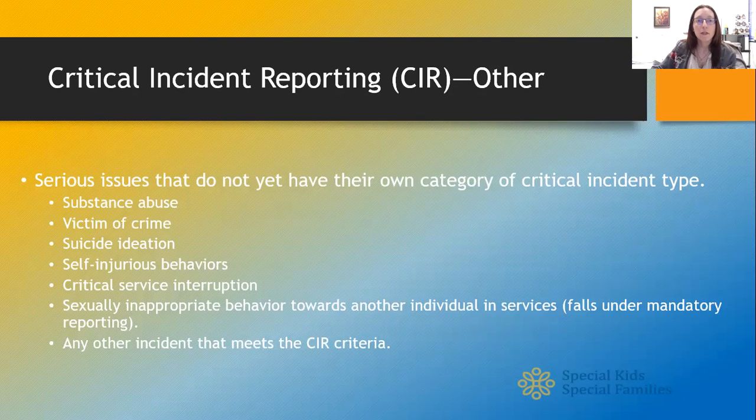Okay. Other serious issues that do not have their own category of critical incident type. This includes substance abuse, victim of a crime, suicidal ideations, self-injurious behaviors, critical service interruption. That would be an interruption in Medicaid, whether it be accidental or intentional. Sexual inappropriate behavior towards another individual in services. This falls under mandatory reporting, but is also a critical incident. And any other incident that meets the critical incident reporting criteria. Again, we will advise you of the notification level on these incident reports, and we'll inform you of whether or not they are considered critical or non-critical.